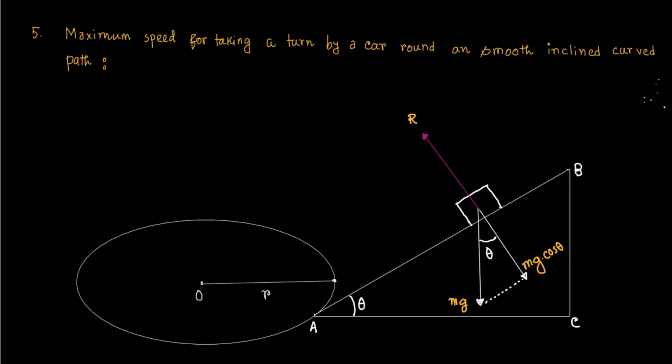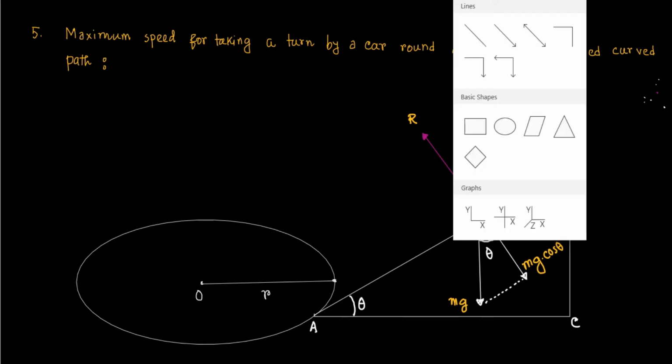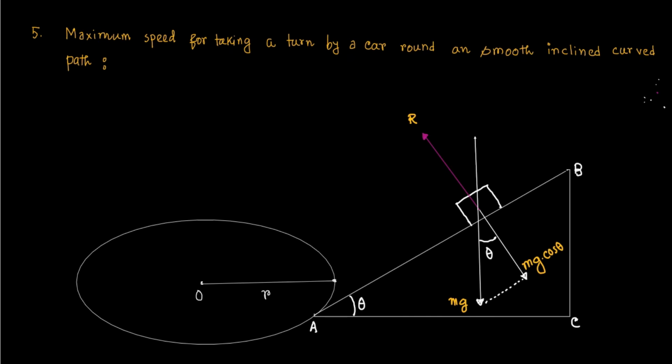R, capital R, is the normal reaction which acts upwards and perpendicular to the inclined plane AB. This normal reaction R can be resolved into two rectangular components. This angle will be theta, vertically opposite angle, and this component is R cos theta, which acts vertically upwards, and this component of R is R sin theta.